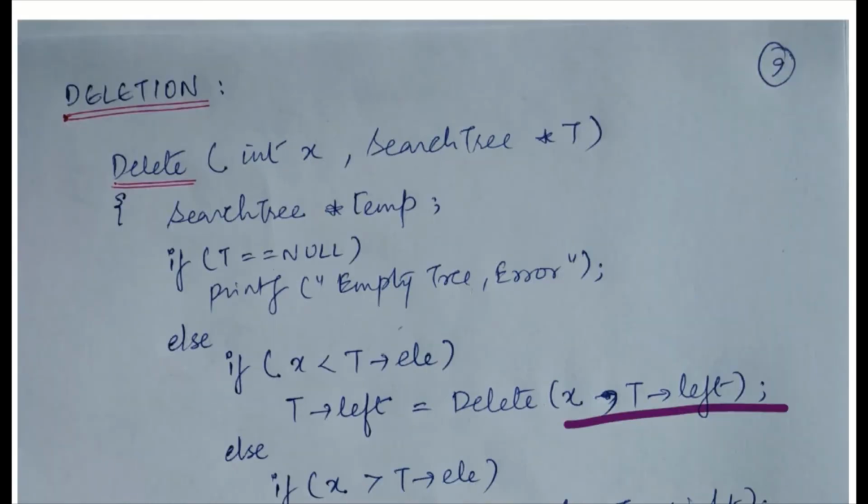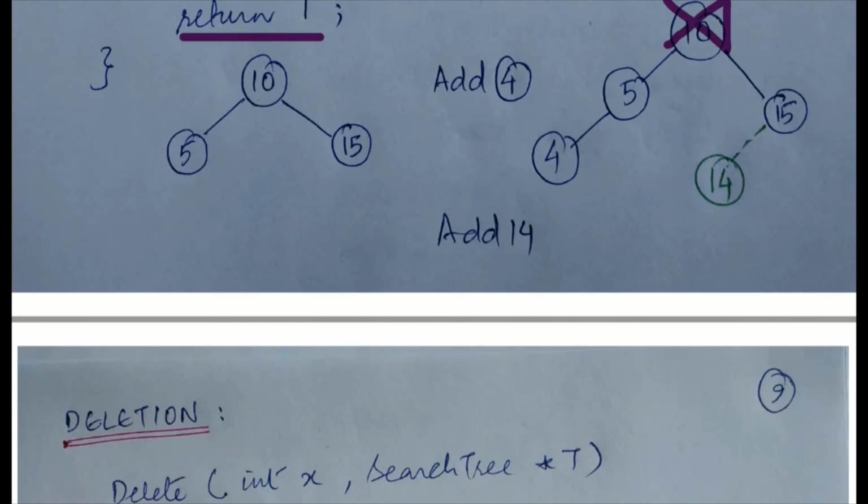Now if that node is, let's say, 15, and 15 doesn't have any dependency, in the sense 15 doesn't have any children, you can just say make empty 15, which is basically free 15, and you're done. Or it is possible, let's say we have 15 and we have a left child. Even in this case it is easy. So this is the case for 0 children and this is the case for 1 child.